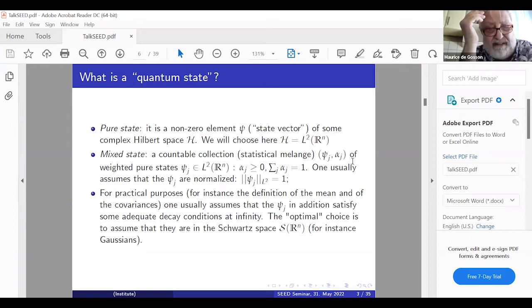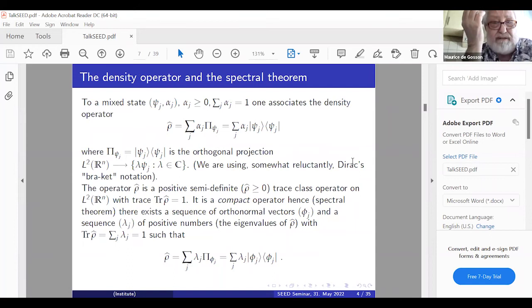So, the density operator and its spectrum. Well, we can identify every mixed state in quantum mechanics with a density operator. The density operator is defined as follows. It's rho hat. When I put a hat, I always mean an operator. It is the convex sum of the Pi psi j, where Pi psi j is the orthogonal projection in L2(R^n) on the ray determined by psi j. I also show the physicists' bracket notation, but I would avoid using it because the bracket notation, which is very commonly used in quantum mechanics, is misleading and can lead to mathematical errors. It's very easy to use, but it's deceptive actually.